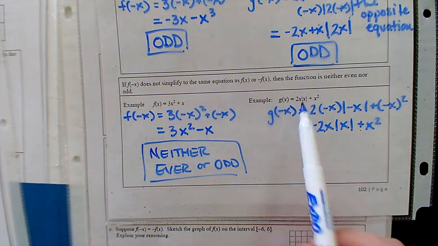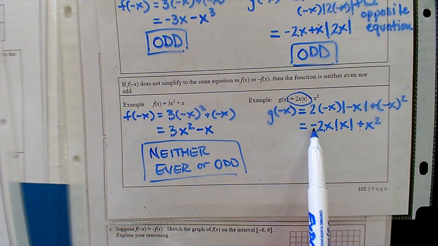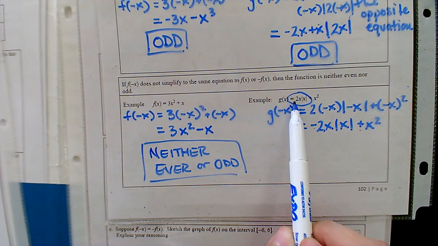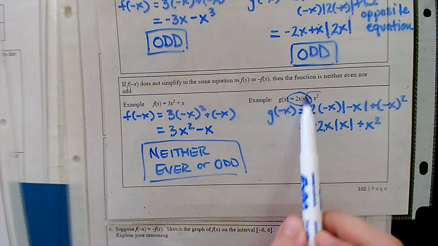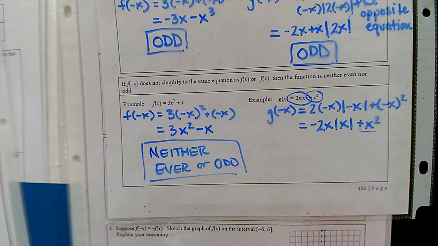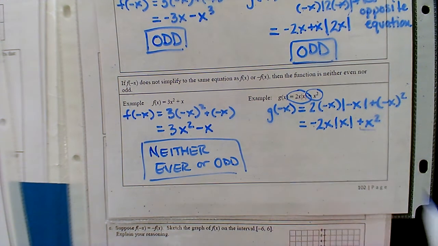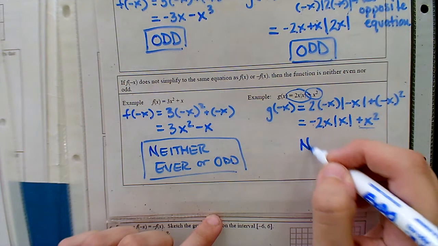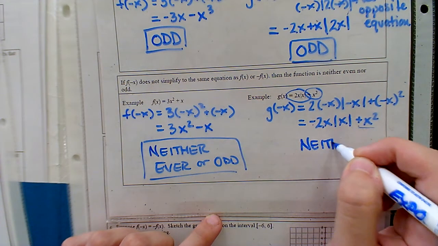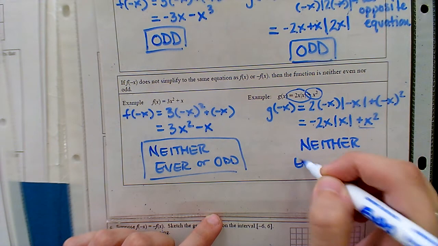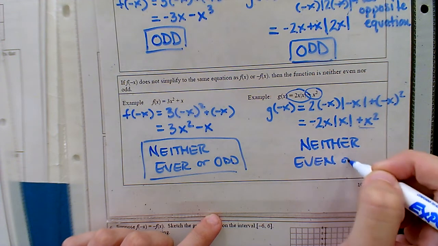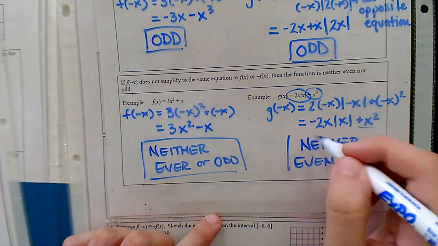Yeah, neither. Okay, so the first term was opposite. Notice how we have it as negative here where it was positive, but the second term started out positive and it stayed positive. So only one of the terms switched, not all of them. So again, we can say this is neither even or odd.